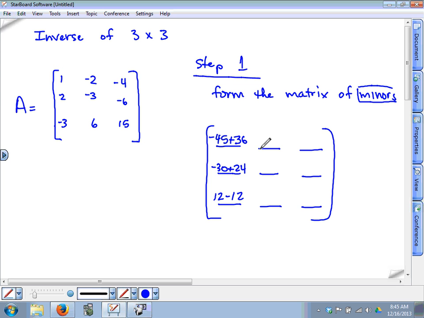Now we move on. I want to find the minor that's in this spot right here. So which column and row do I cross out? First row, second column. Now that minor is going to be 30 minus 18. Now this minor right here is right smack dab in the middle, so that's second column, second row. So it's 15 minus 12.